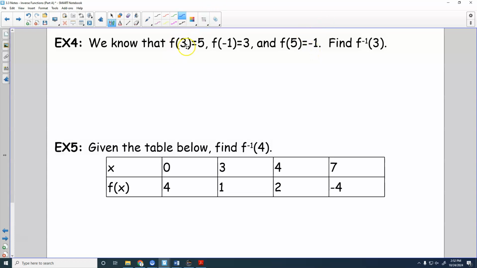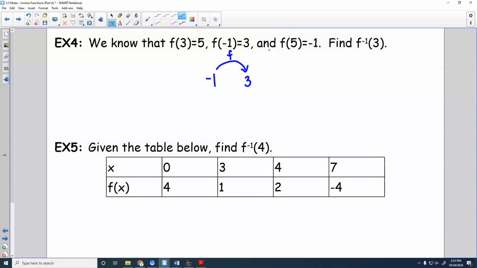We know that f of 3 equals 5, f of -1 equals 3, and f of 5 equals -1. We are supposed to find f inverse of 3. Anybody know what it is? It's -1, right? Because in the original problem, -1, if we plugged it in, it gave us 3, right? That was what happened if we used the f function.